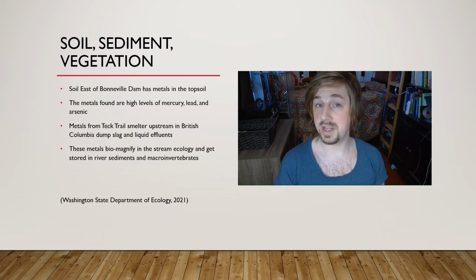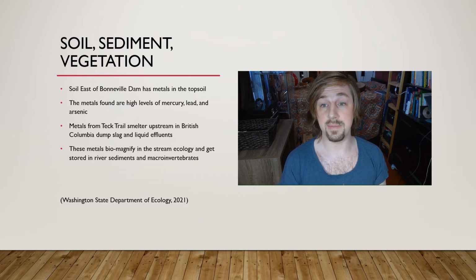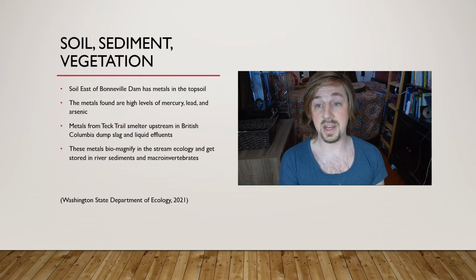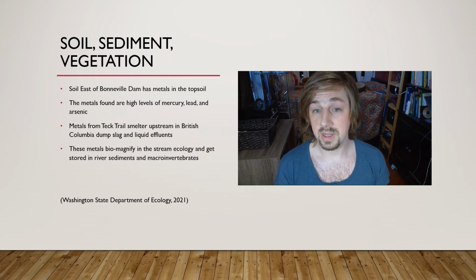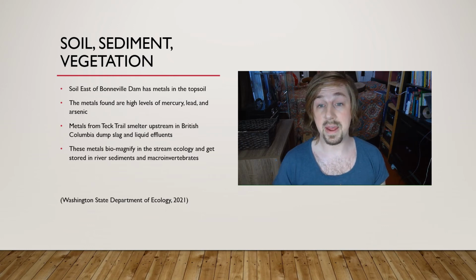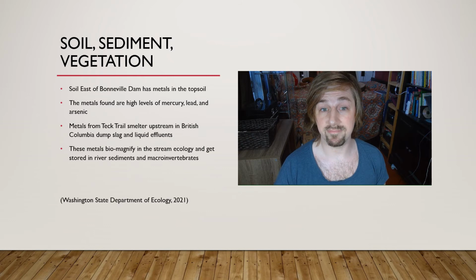Soil, sediment, and vegetation in the Columbia River. Soil east of the Bonneville Dam has metals in the topsoil. The metals found are high levels of mercury, lead, and arsenic. These metals originate from the Teck Trail smelter upstream in British Columbia, where they dump slag and liquid effluent. And these metals biomagnify in the stream ecology and get stored in river sediment and macroinvertebrates.